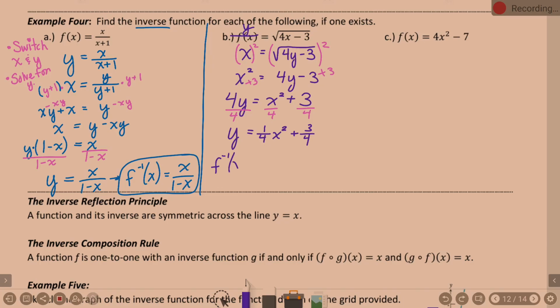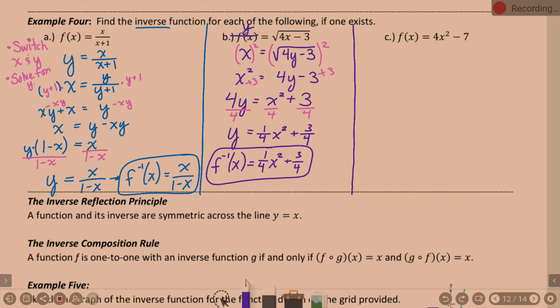I'm going to rewrite my final answer as f inverse of x equals 1/4 x squared plus 3/4. I do think for the answer key for tomorrow, if I recall correctly, I tried to put both variations of answers on there. Okay? Questions there?